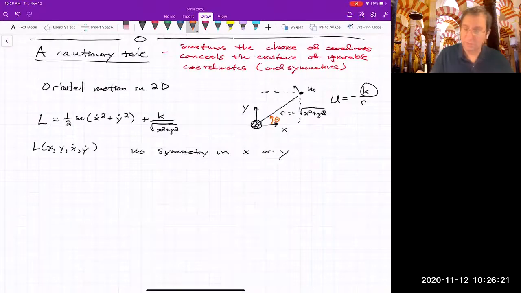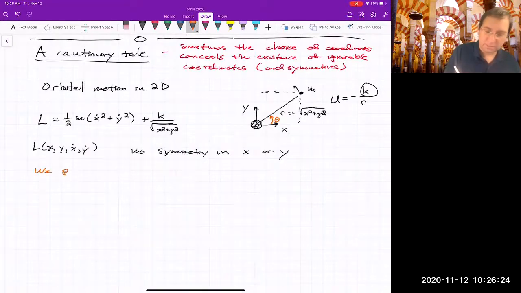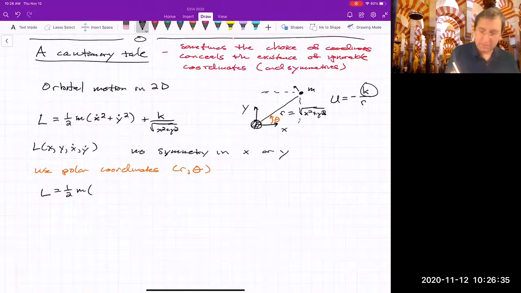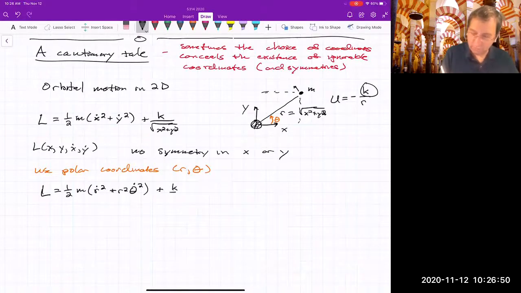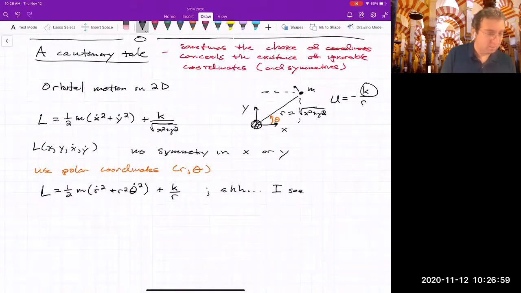Well, if you used polar coordinates, then you would see, because then your Lagrangian would be 1/2 m. We've used polar coordinates so much, hopefully this just comes as second nature, writing the velocity squared as R dot squared plus R squared theta dot squared. And then the 1/r potential, just R. So then you're like, oh, okay, I see. Theta is an ignorable coordinate.